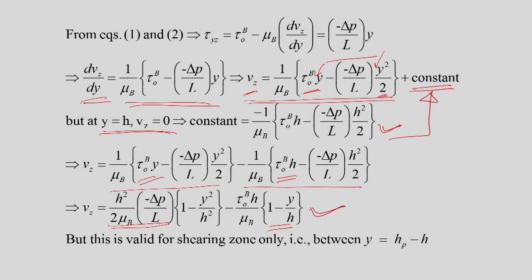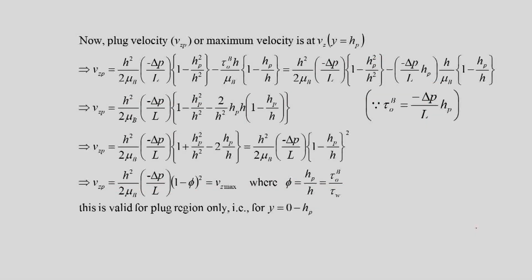So, this is the velocity profile in the shearing zone, that is between y equals h p to h, that is from the upper point of the plug-like motion to the wall. In that region, this is the velocity profile. Now, what is the velocity? Because the material from y equals 0 to h p is moving like a plug, like a solid en masse, but it is moving. So, what is that constant velocity? If you substitute y equals h p in the velocity equation, then you will get V z p, the maximum plug velocity.